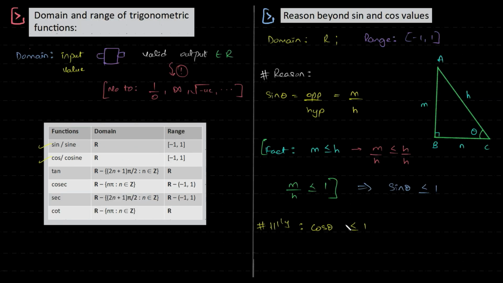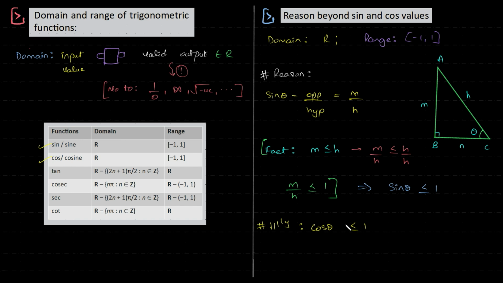So let me recall, here we are looking at the domain and range of the set of trigonometric ratios, all the 6. And the domain aspect is that domains are a set of input values for which we get a valid output. So when we talk about valid output, we are excluding values like 1 by 0, infinite, square root of negative numbers. Now, when it comes to sine and cos, the domain is quite simple. It's all the real numbers, while the range has a constrained value, that is -1 to 1.